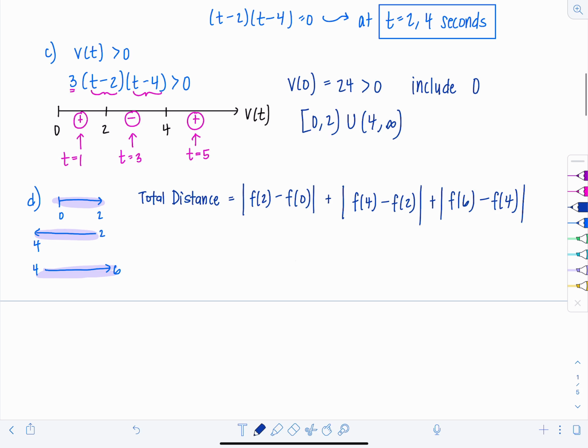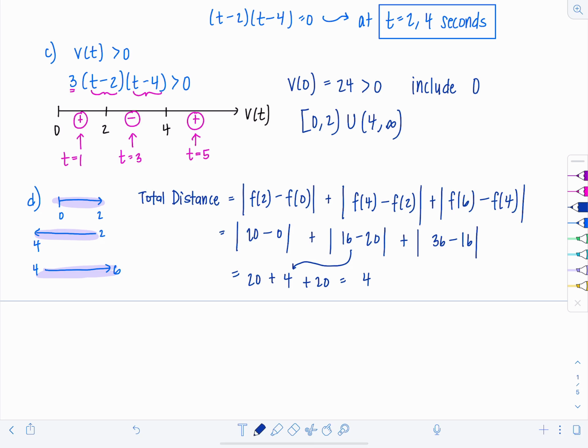Okay, and then just plug everything into the position function. And I did that already for you to save us some time. So f of 2, that's going to be 20. F of 0 was 0. F of 4 was 16. And f of 2, we have that already, is 20. And f of 6 is 36. And f of 4 is 16. So this is 20 plus positive 4, right? You change the sign there. Plus 20. So the total distance traveled is 44 feet.